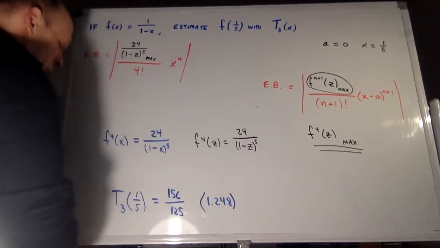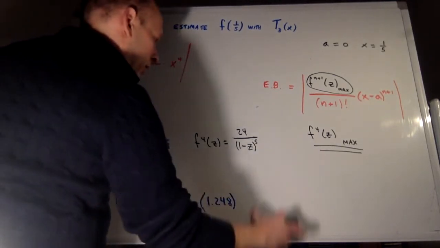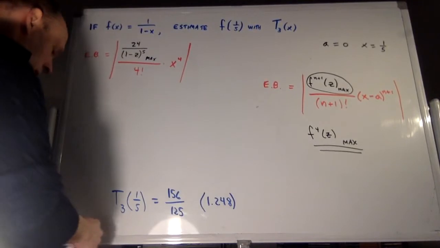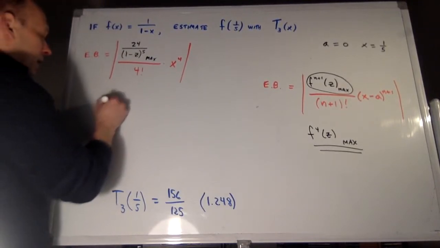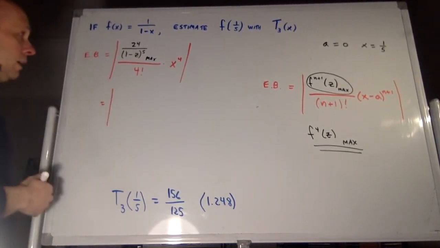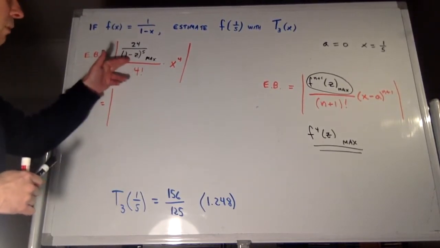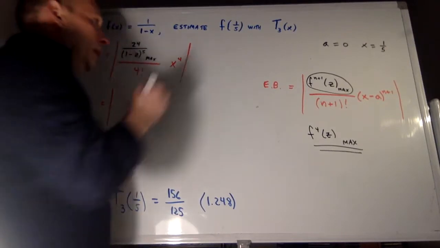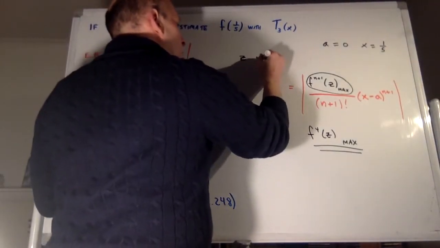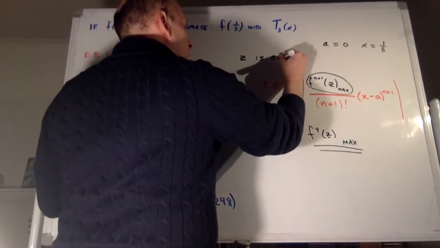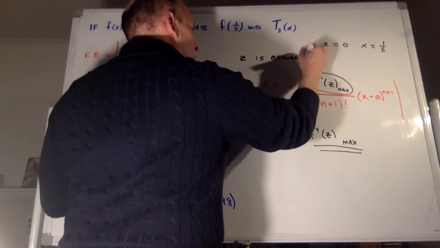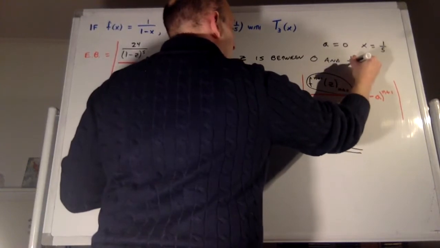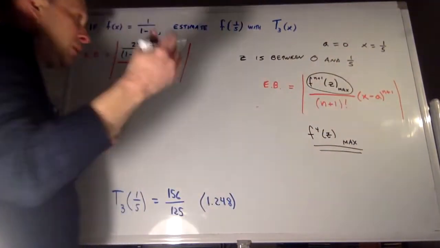Okay, so our error bound is going to be, let's see. So we have our error bound. It's the absolute value of, okay, now here's the deal. We want to get the maximum possible value for this. What do we know about z? Well, z is between those two guys, 0 and 1/5. That's what we know about z. It's some number between 0 and 1/5.